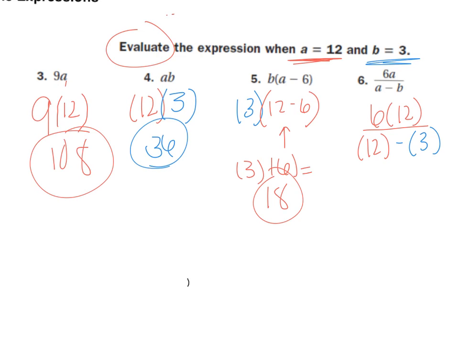Okay, in this problem, I've substituted my numbers for a and b. Anytime we have a division problem, we're going to work the numerator, the top of the division problem first. We're going to work the denominator, the bottom of the division problem second, and then the last and final step will actually be the division. So, beginning in the top, 6 times 12 is 72. Moving to the denominator, 12 minus 3 is 9. The last step will be the division. 72 divided by 9 is 8.